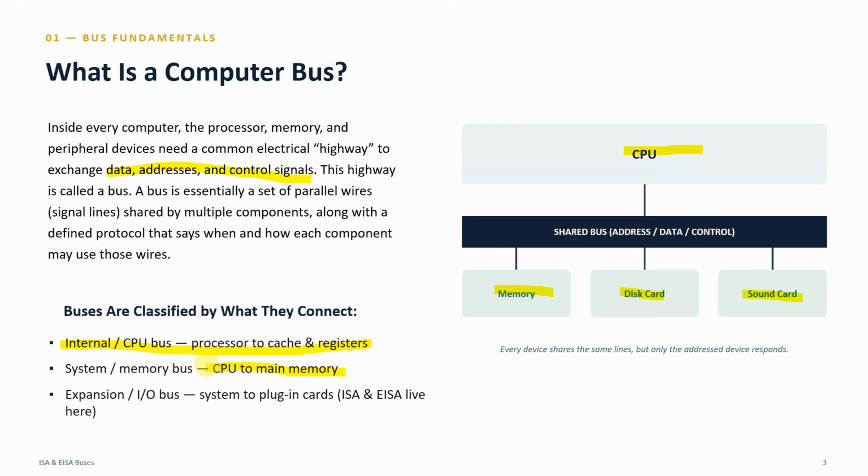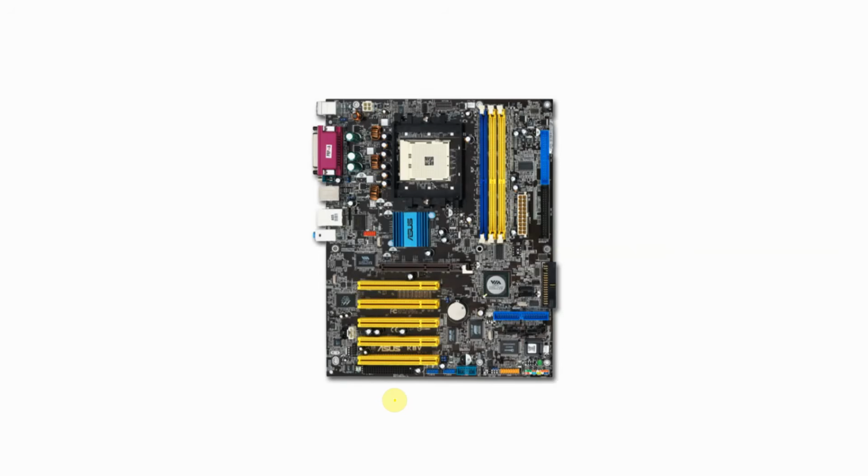And another is the expansion bus or input output bus, where I'm going to connect my external devices with my memory. This is nothing but my expansion bus. So I have basically three kinds of buses. One is the CPU bus, used for connecting my CPU with my internal registers. Another is the memory bus for connecting my CPU to main memory, and third is the expansion or IO bus for connecting my external devices to my processor.